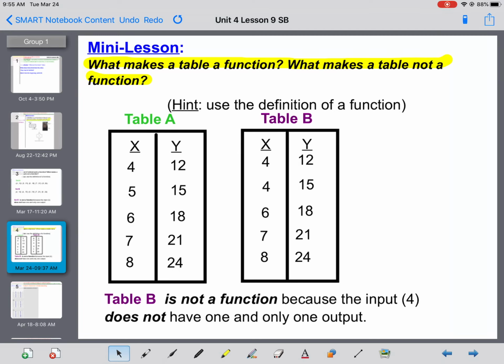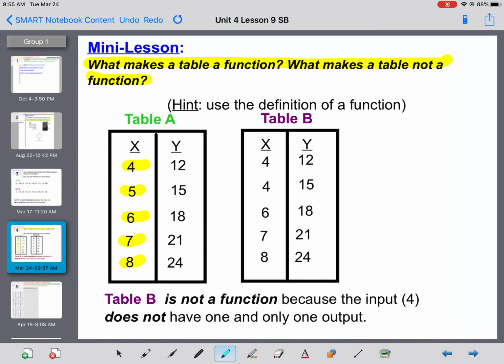If we take a look at table A and we take a look at each input, which is the X value, we have 4, we have 5, we have 6, we have 7, and we have 8. All of them are different numbers, which is a good thing. That means that these numbers only appear one time.